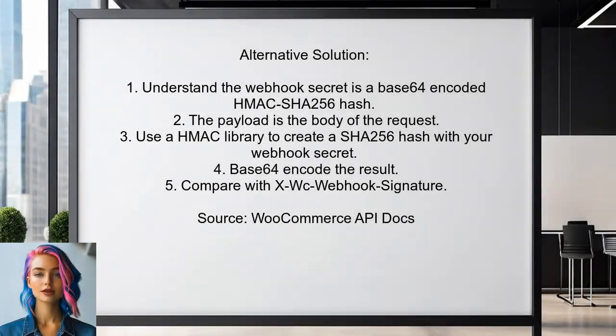One user suggests that to decode the WooCommerce webhook secret, you should first understand that it is a base64 encoded HMAC SHA-256 hash of the payload. The payload refers to the body of the request. You will need to use a HMAC library to create a SHA-256 hash of this payload using your webhook secret, then base64 encode the result. Finally, compare this with the XWC webhook signature to see if they match.